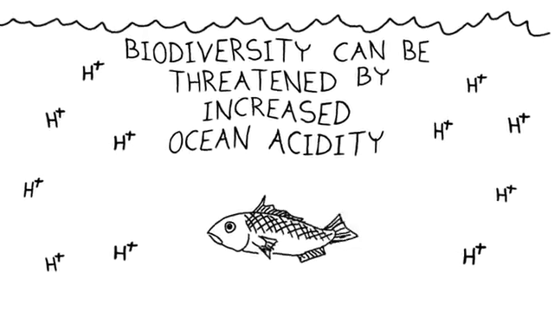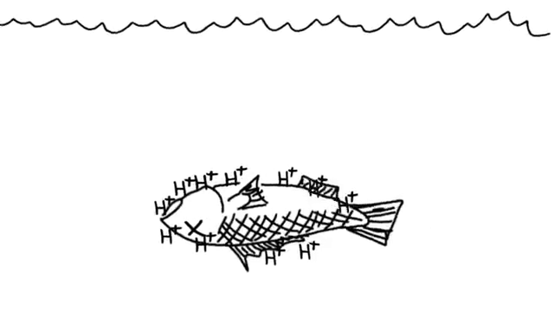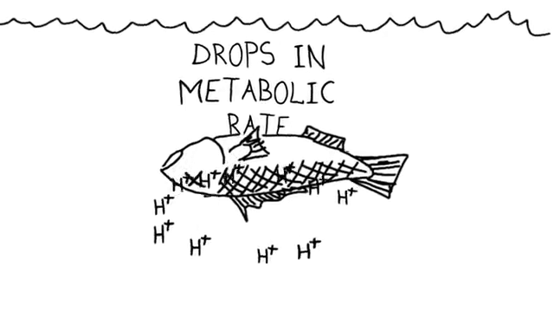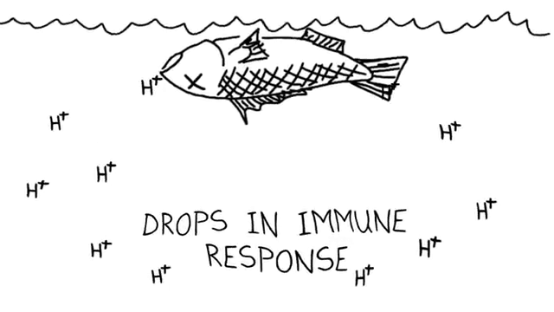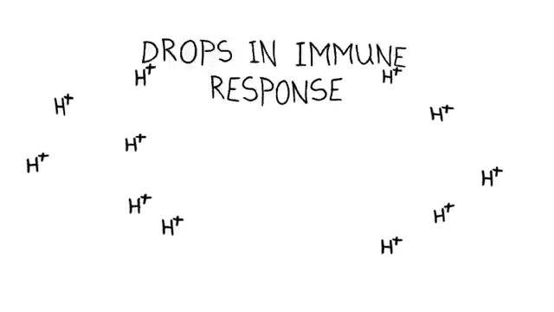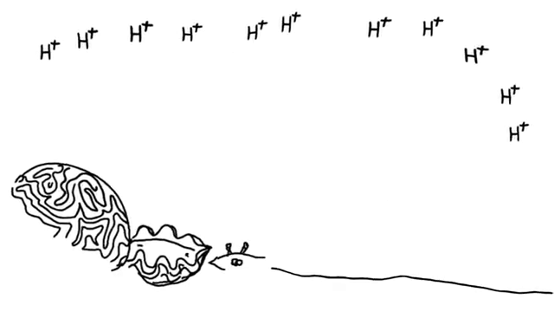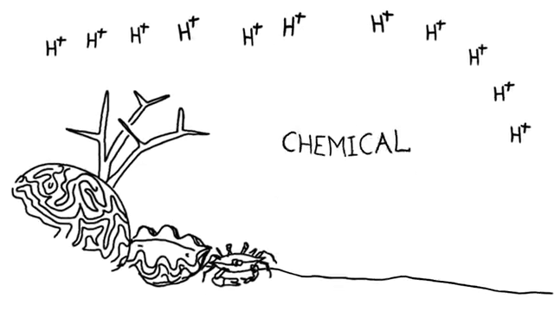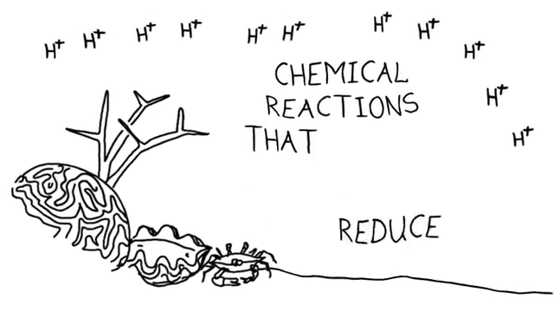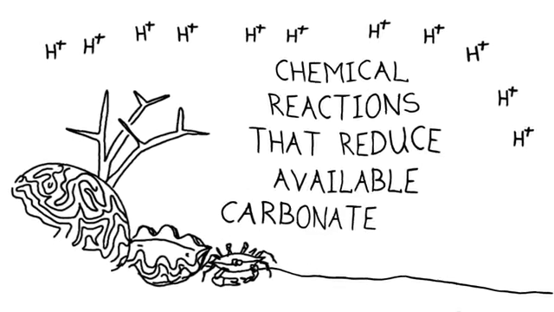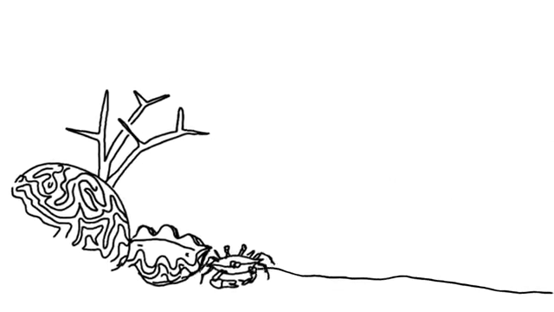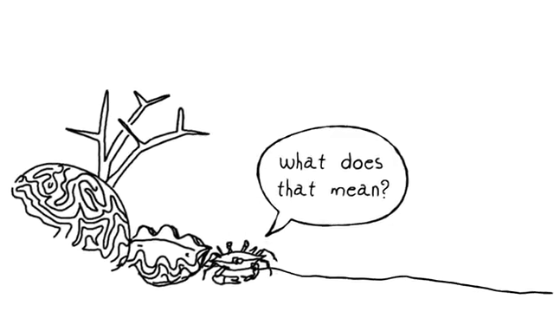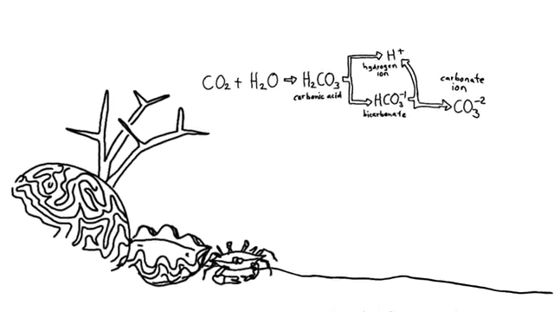There's a huge range of harmful consequences, including drops in metabolic rate or drops in immune response to other organisms, such as parasites or bacteria that are in the environment. And we know that drops in pH can cause destruction of coral by triggering chemical reactions that result in an overall drop of the amount of carbonate ions available. Okay, so what does that mean? Well, it means a bit more chemistry.